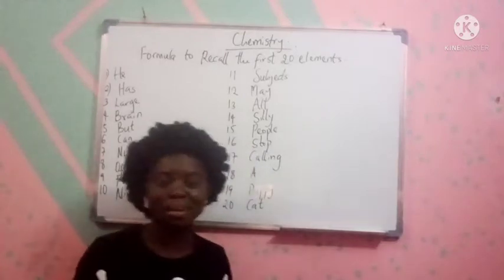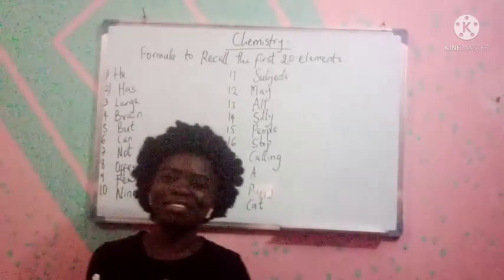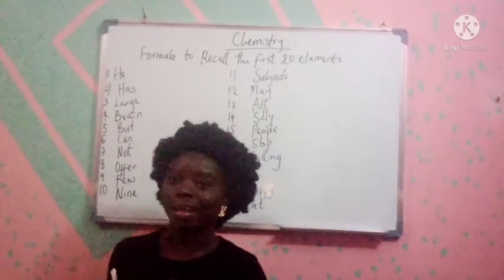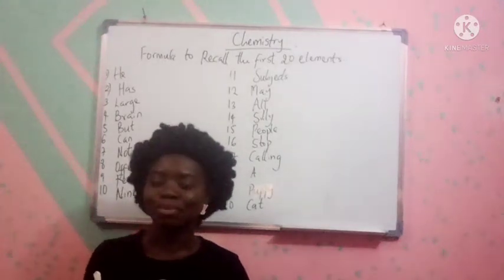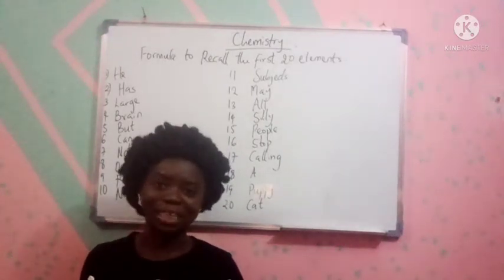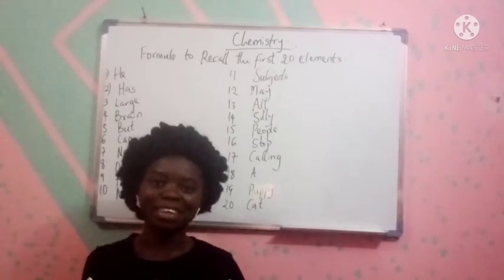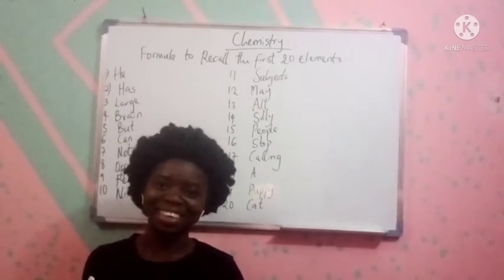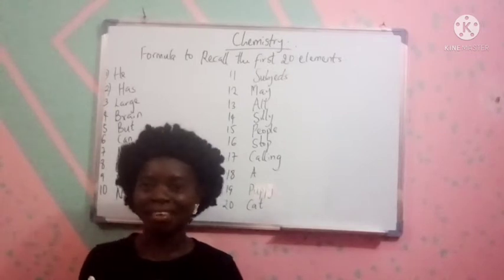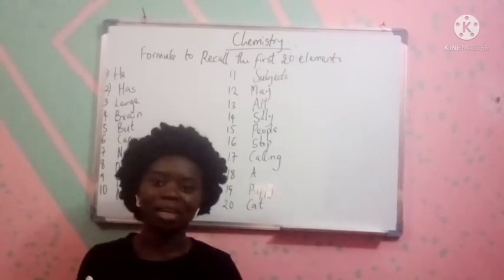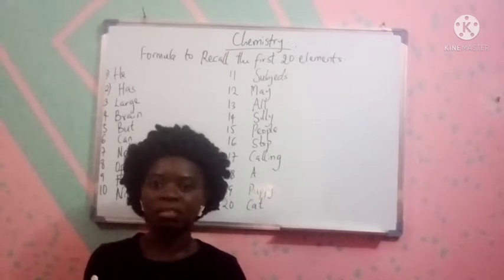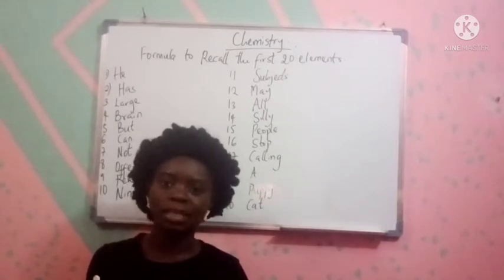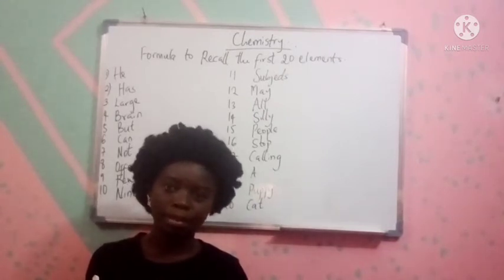Okay, so that's the formula. We derived this when I was still in secondary school, to be able to conveniently remember our first 20 elements. So we generally, jokingly say: He has large brain but cannot offer few 9 subjects. May all silly people stop calling a puppy cat.